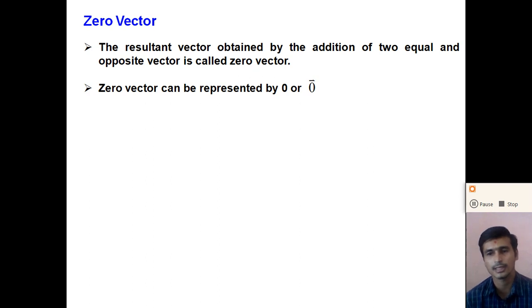So understand, dear student, addition and subtraction of vectors by the graphical method, the triangular method, as well as the method of the parallelogram.